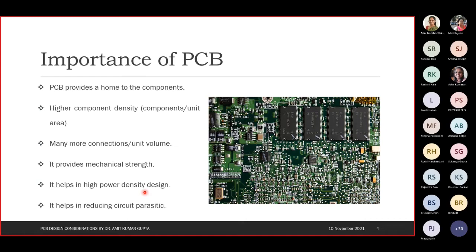And what is the size of the inverter? So that is considered as power density. The unit of power density is usually watt per cubic inch, or sometimes we also consider it kilowatt per liter. It helps in reducing circuit parasitics. So what are these circuit parasitics? We'll talk about this.